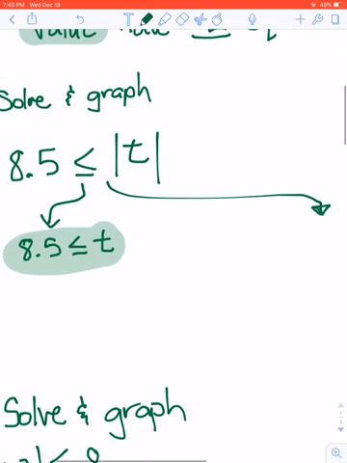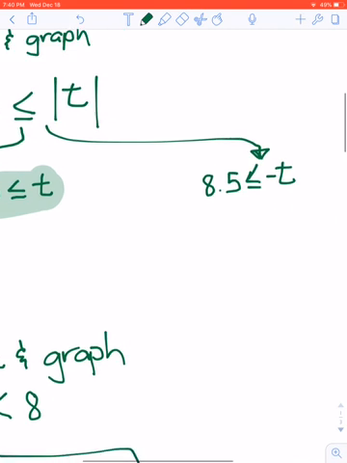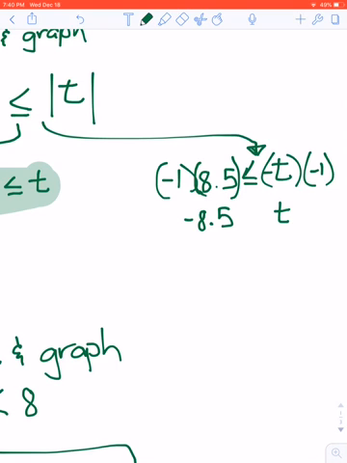I'm going to run over to the other side and write my opposite equation, which, if you recall, we start with 8.5, leave it alone, leave the inequality alone, and write negative t, the opposite of t. So we want that to be positive t. The way we get that is you multiply by negative 1. So I take the 8.5 and multiply it by negative 1. So we have negative 8.5. Don't forget, the inequality symbol flips on us, and you get t.